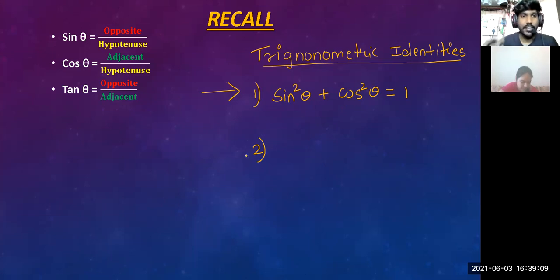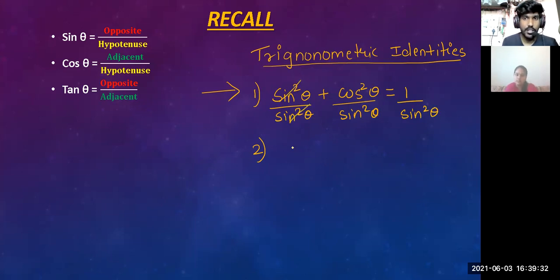Done. Okay, now suppose you do not remember the second identity, from the first identity you can bring out the second one. So first you divide the entire equation by sine square theta. So this upon sine square theta and this upon sine square theta. Now here sine square cancelled, you'll have 1 plus. What is cos upon sine? We just studied a formula. Cos upon sine is?